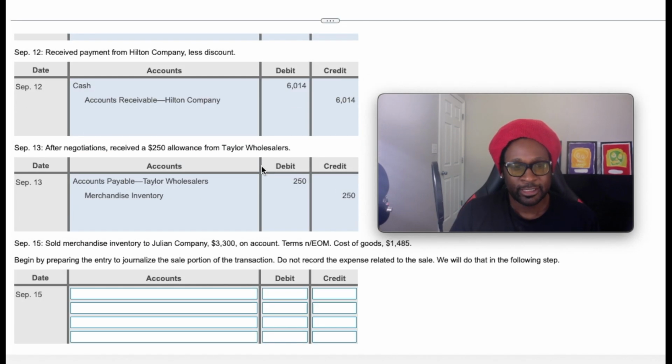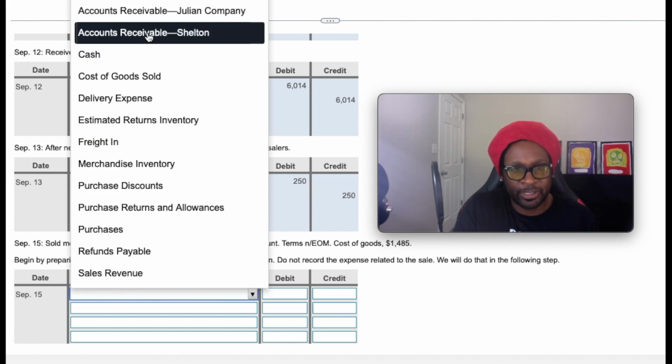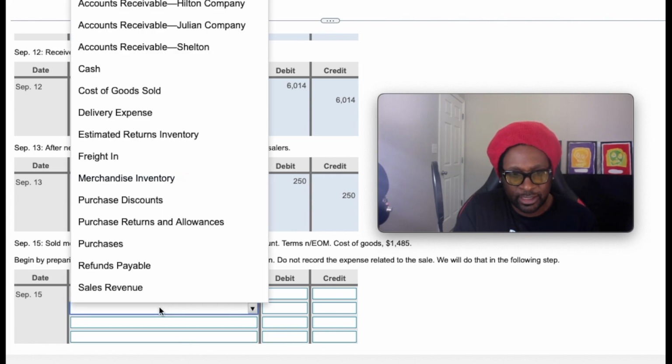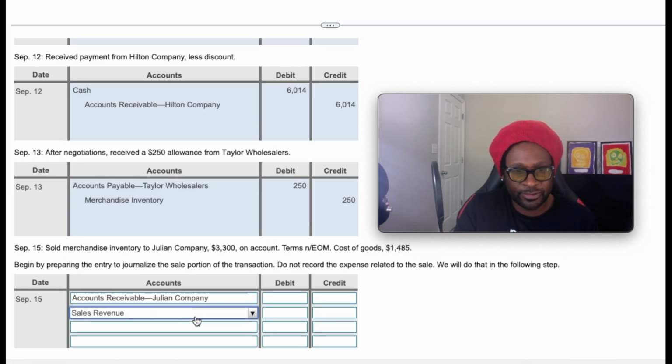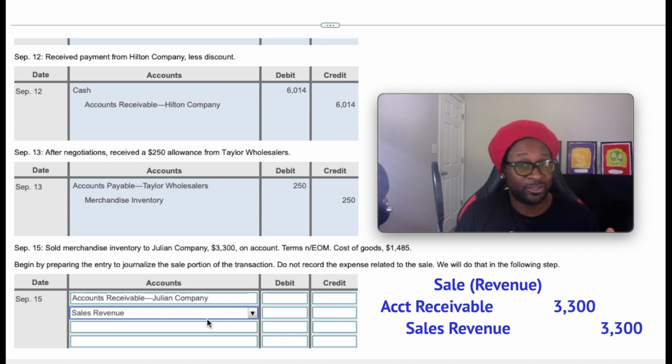Excellent job. September 15th, sold inventory to Julian for $3,300 on account. Terms net a month. Cost of goods sold is $1,485. All right, gang, we are now on the selling side, and I feel that you guys are finding a method to this madness. So we're going to debit accounts receivable Julian and credit sales revenue for the net amount. But wait, there's no discount terms. So the net amount is the gross amount as well.